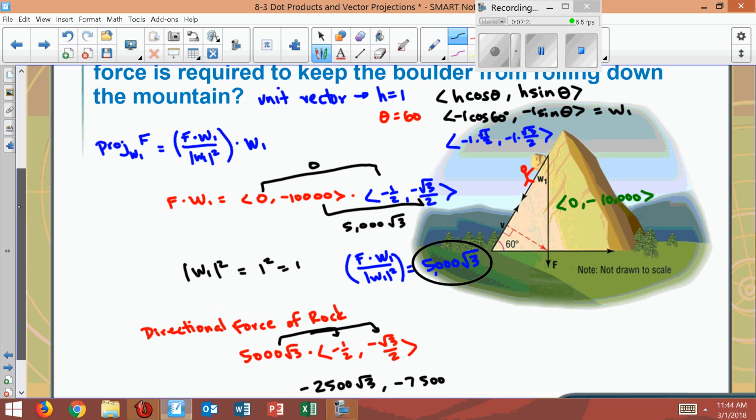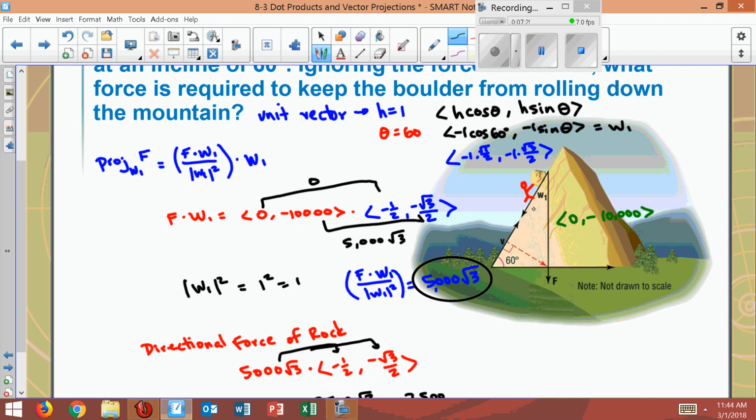So here's the simplified way of doing all this. If you have to do a projection, you take the gravity and you just multiply it with the unit vector, and that'll give you your value.